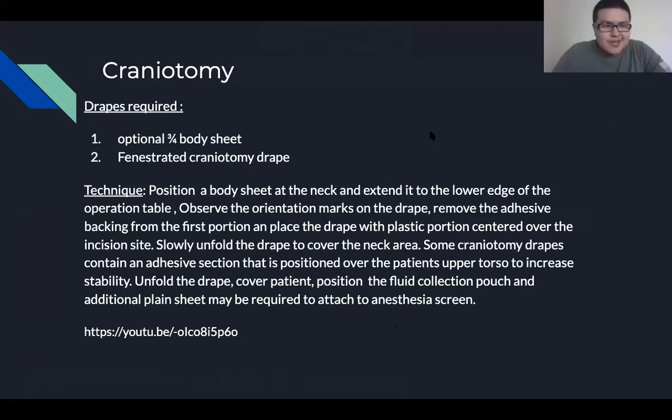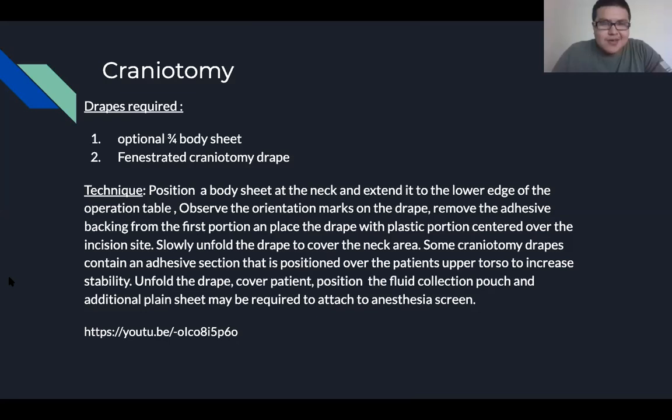Okay, so for craniotomy, the drapes required are an optional 3/4 body sheet and a fenestrated craniotomy drape. Techniques: position the body sheet at the neck and extend it to the lower edge of the operation table while observing the orientation marks of the drape. Remove the adhesive backing from the first portion and place the drape with plastic portions centered over the incision site, and then slowly unfold the drape to cover the neck area.